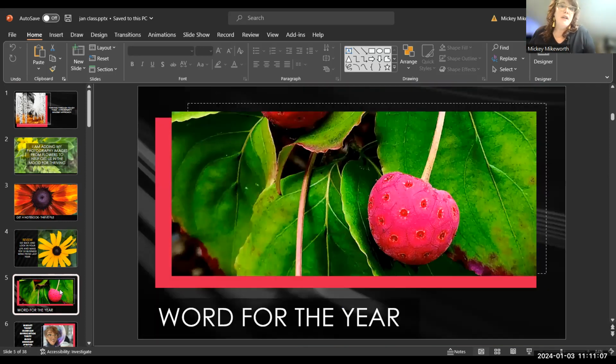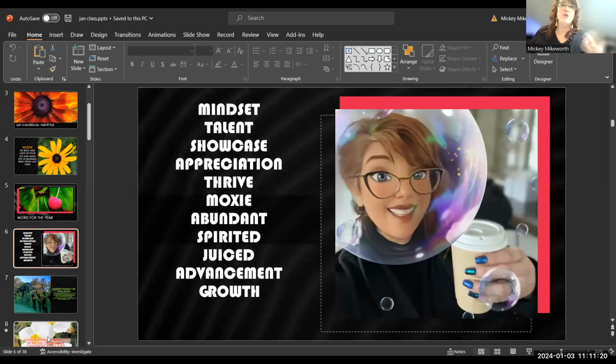The next thing I would put in is the word for the year. When we put in the word for the year, what I want you to think about is something that's a guidepost. The word for the year shouldn't be a word that you're using in your everyday language. So search a little bit, reach a little bit. You want a word that has the ability to get you towards what it is that you're there to create.